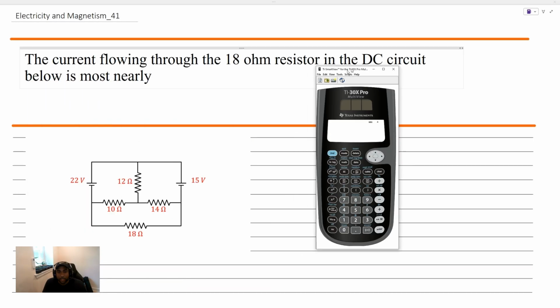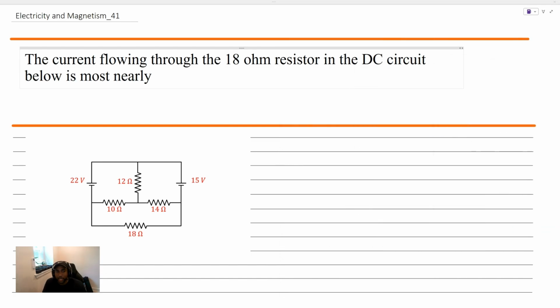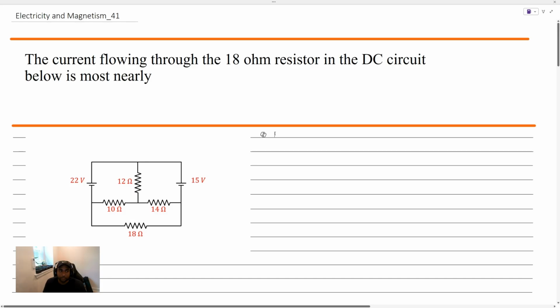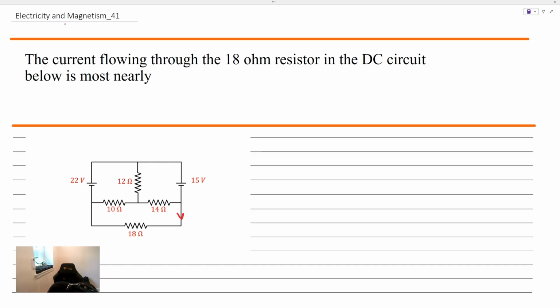Okay, so you can see I have a calculator here. I'm not going to really be using it for this problem, but it will come in handy for problems 2 and 3. Now, the first thing that we have here is we're looking for the current flowing through that 18 ohm resistor in this DC circuit below. I'm seeing a few different sources, 22 volts and 15 volt voltage sources, as well as a bunch of different resistors. And our current of interest is flowing through this branch right here. This current here is what we're looking for.